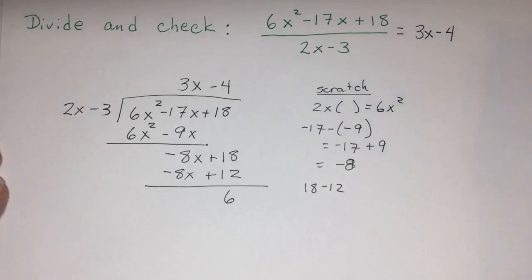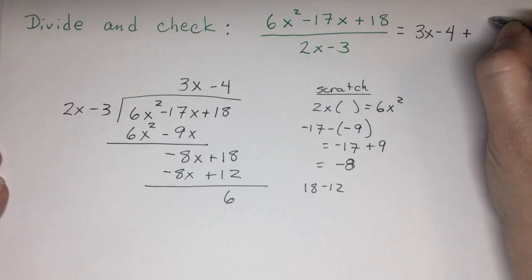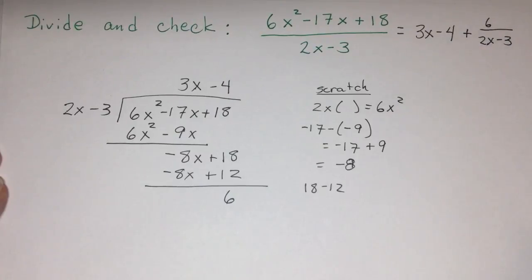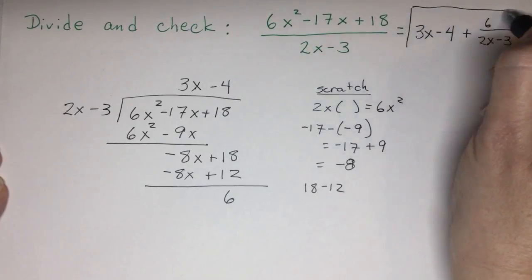So my answer, this division problem, is 3x minus 4 plus 6 over 2x minus 3, just like writing a mixed number.